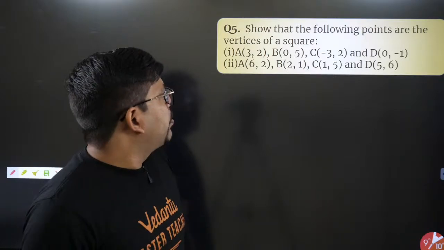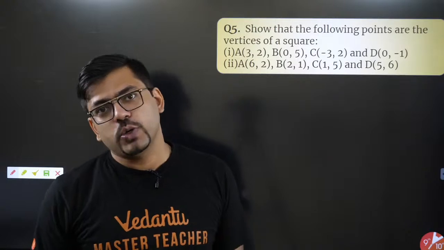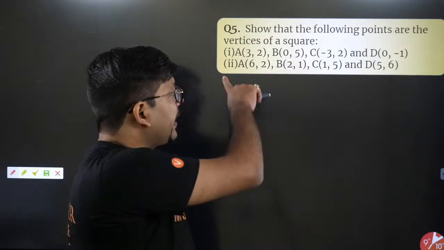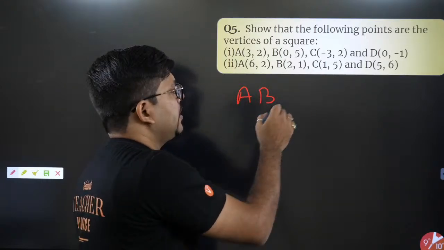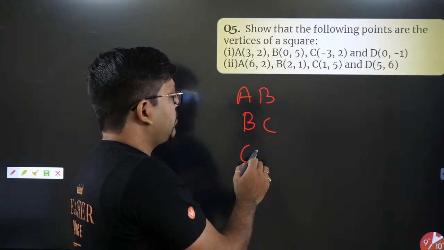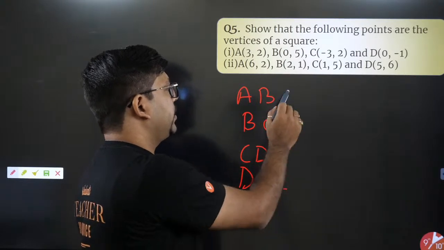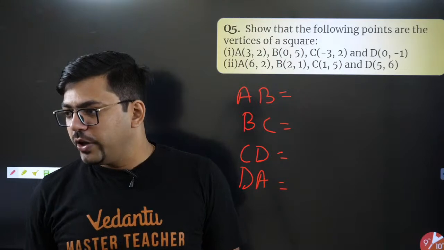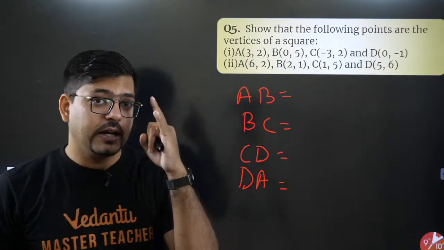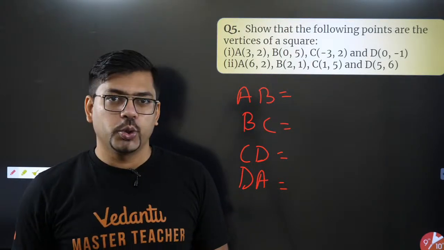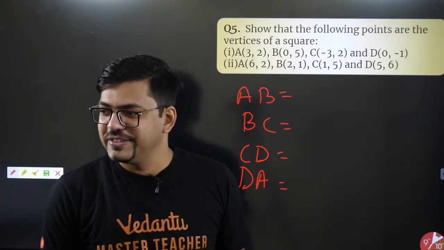Show that the following points are the vertices of a square. Tell me, do I need to do this or will you be able to do this? Because here you just have to find distances: AB, then BC, then CD, and then DA. AB, BC, CD, DA. You only have to do this much. Will you be able to do this? Give me a yo-yo if you are confident that yes sir, we will be able to do this. Or those who are thinking no sir, I won't be able to do this, give me a no-no.